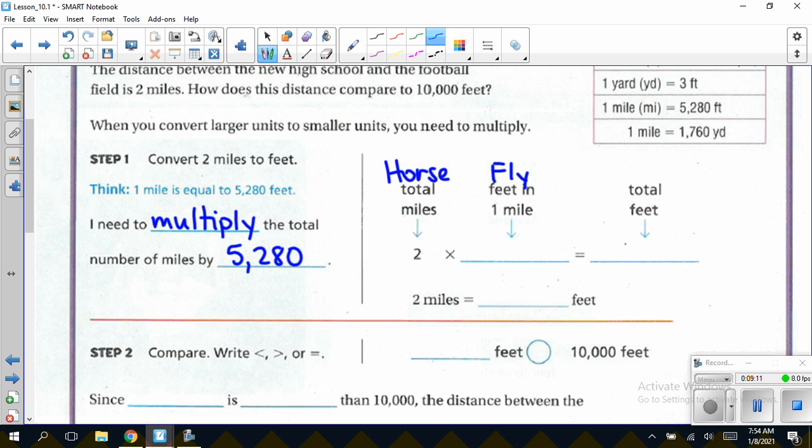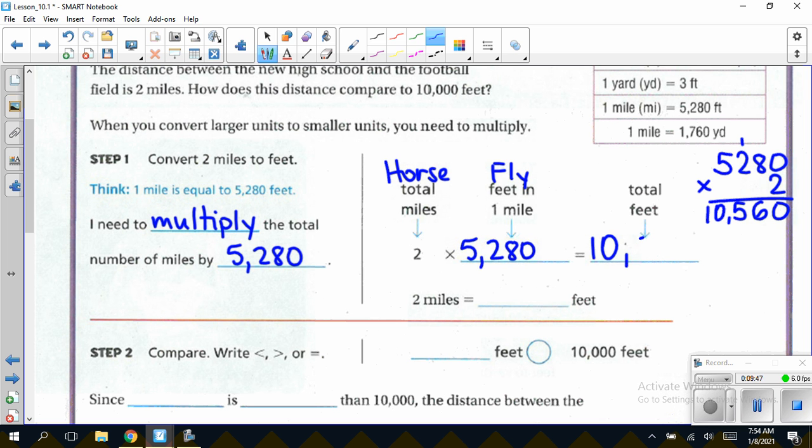So filling in my work over here, I'm going to have to take 2 times 5,280. Again, I'm multiplying that 5,280 by 2 because we're converting 2 miles. So off to the side, I'm going to stack my problem and multiply the 2 out. So 2 times 0 is 0. 2 times 8 is 16. Carry my 1. 2 times 2 is 4 plus 1 is 5. And 2 times 5 is 10. So I now found that there are 10,560 feet in 2 miles.